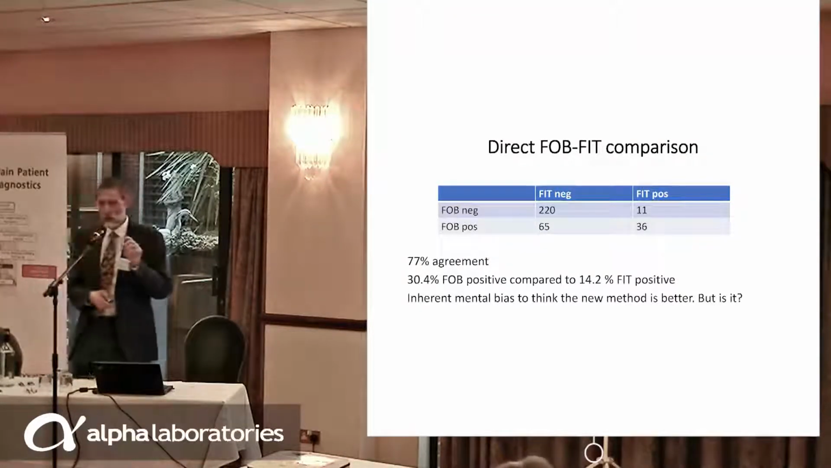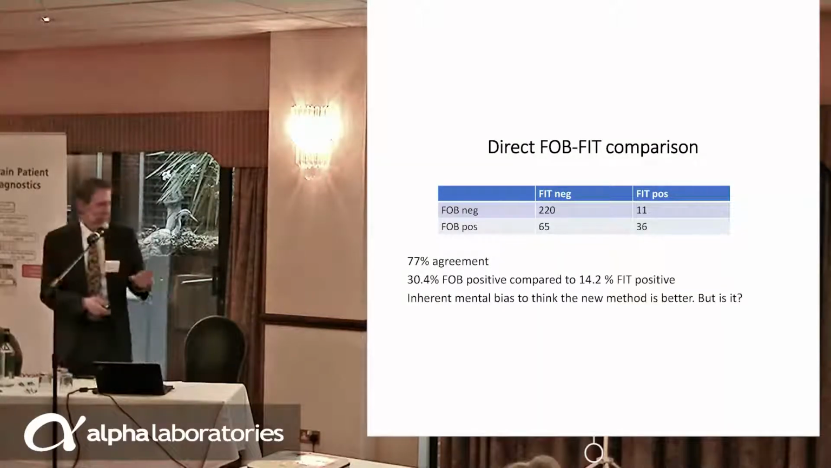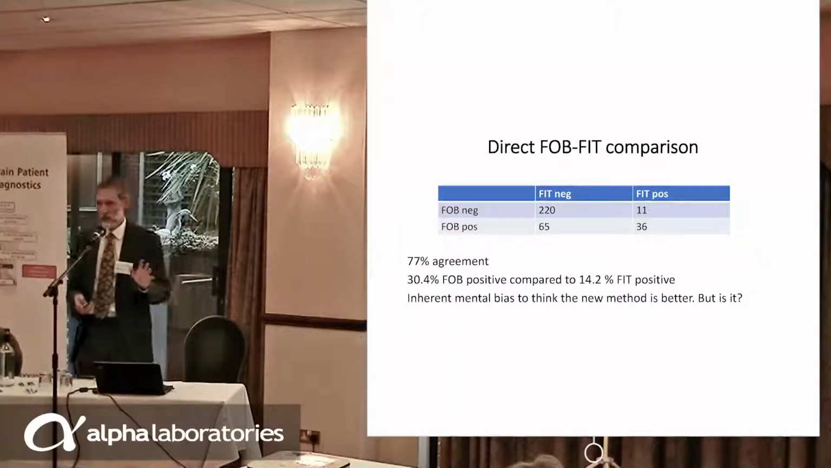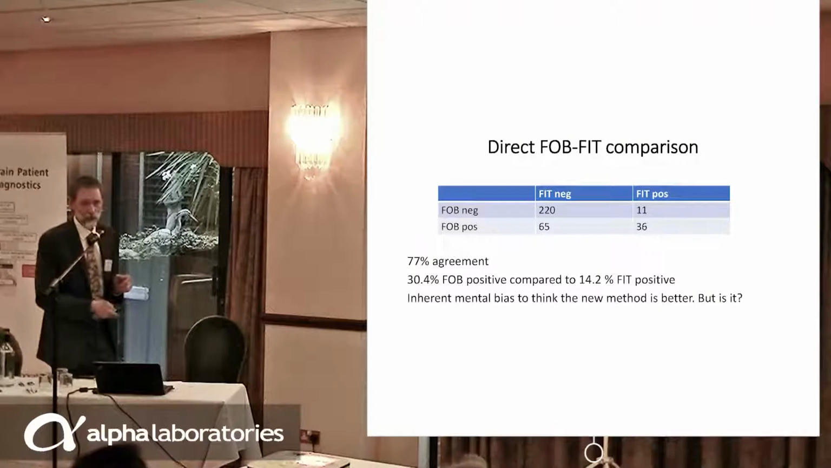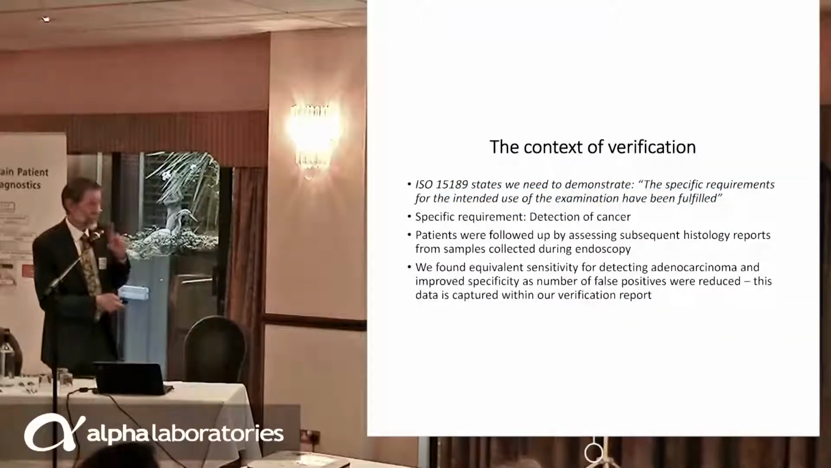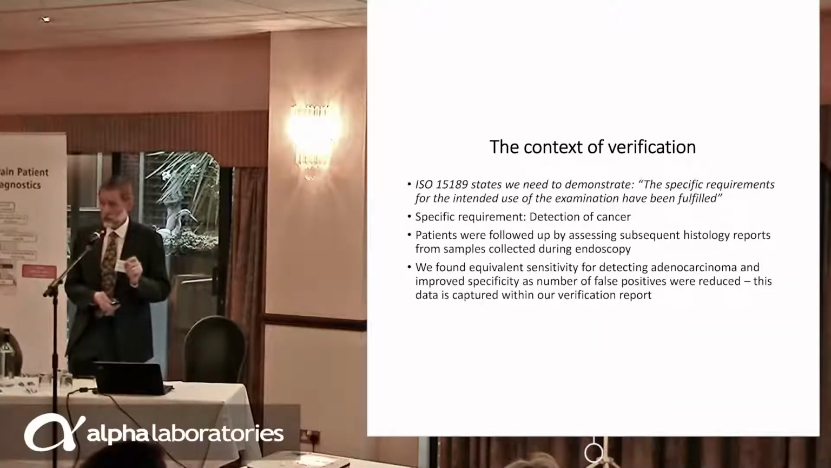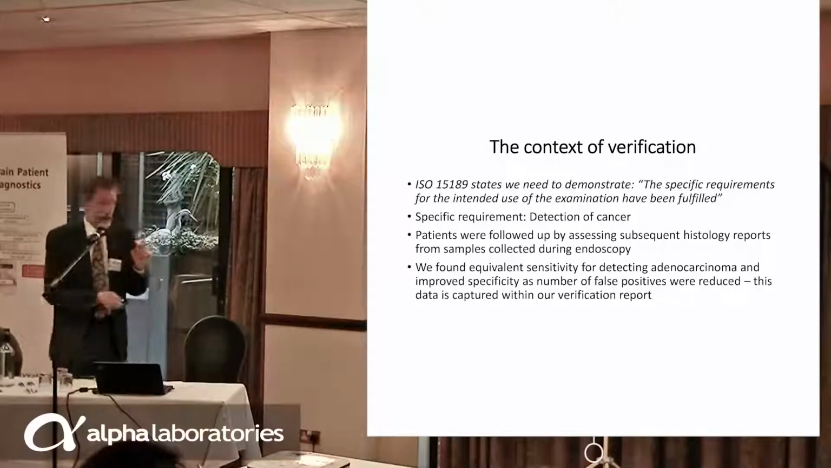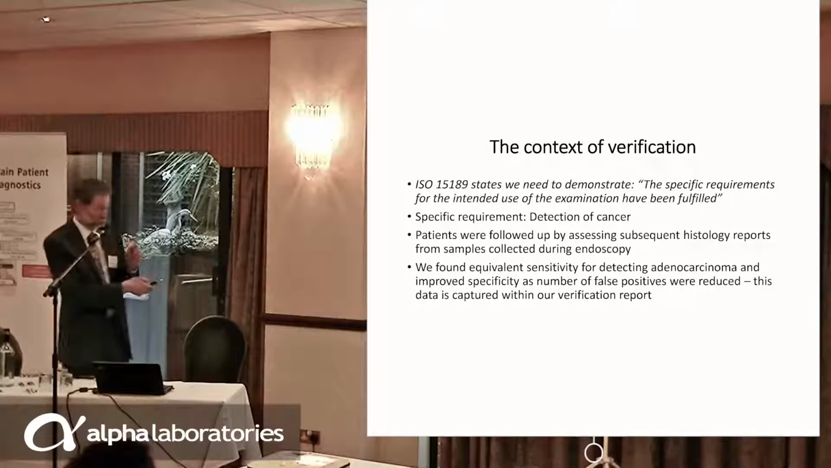And of course you think, well, the old method is so rubbish, I'm not surprised by that. And therefore it must be this new method being the right result, because it is better, isn't it? It's an analyzer, it's got to be better. But that inherent mental bias, you need to back up with some evidence. Okay, so what we did is we said, okay, let's follow all of these patients through to see whether they've had endoscopy and histology that helps us clarify which one is the one that meets the specific requirement.